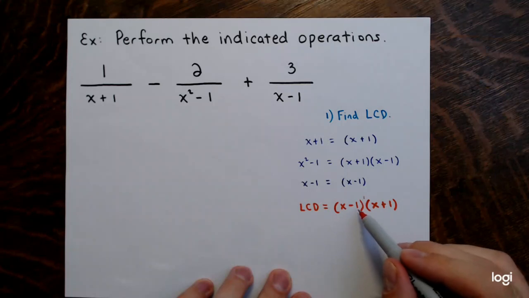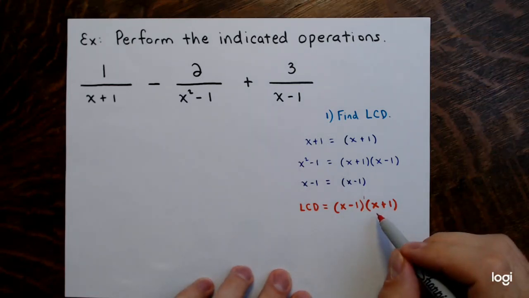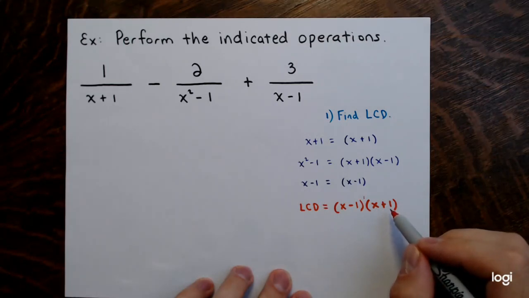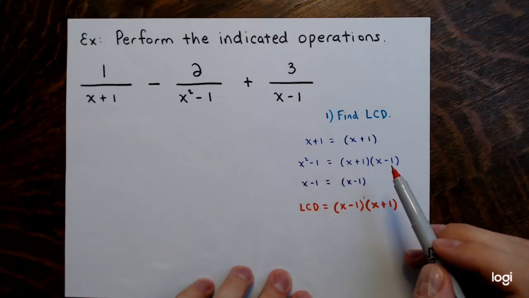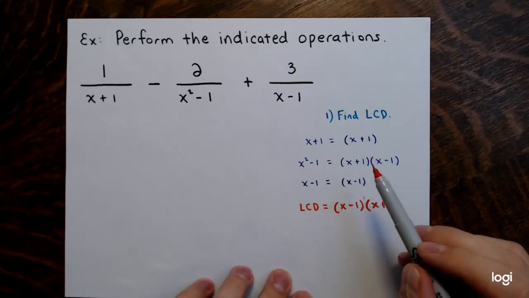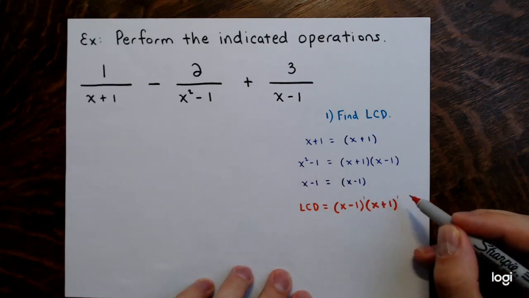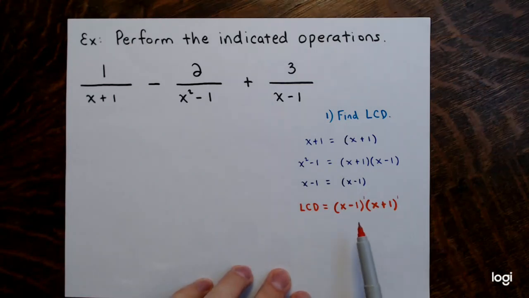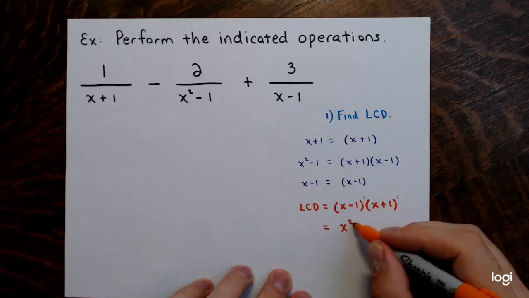So you have x minus 1 to the first, or just simply x minus 1. There's really no need to write the first power. It doesn't change the value. The same thing for x plus 1. This factor of x plus 1 shows up once in this factorization, once in this factorization, and 0 times in this. And the largest of 1, 1, and 0 is 1. Okay, so the LCD is x minus 1 times x plus 1, or if you'd like to write that out, that's x squared minus 1.